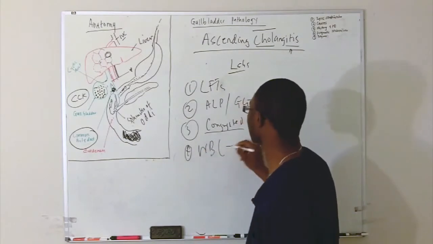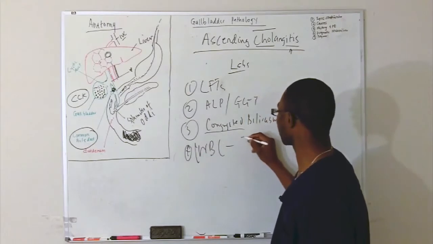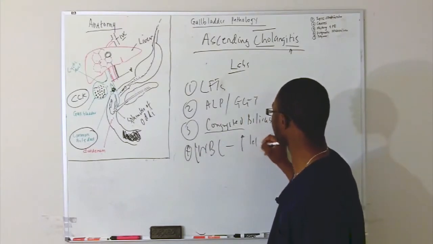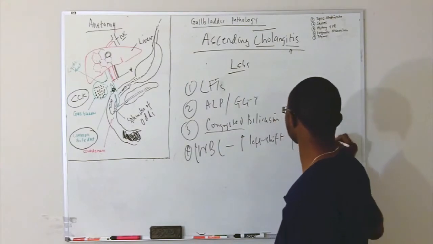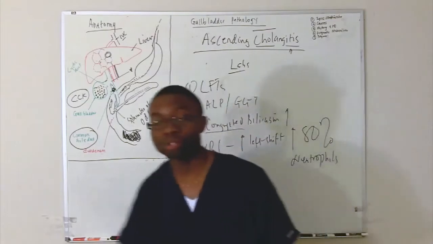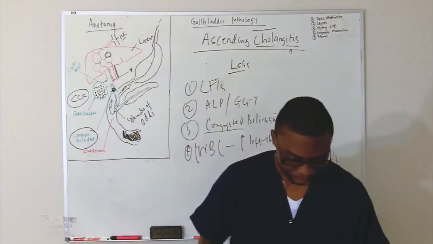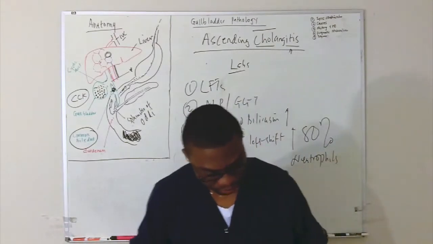We got a white count. We see WBC is going to be elevated, maybe with increased left shift. A lot of neutrophils. We get a lot of neutrophils. That is badness. Okay? So what do we want to do?